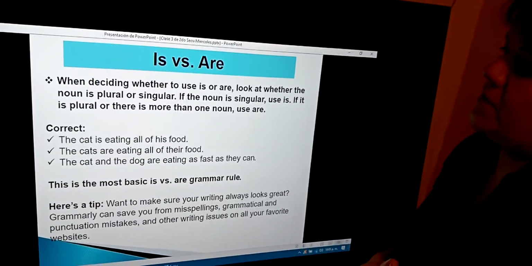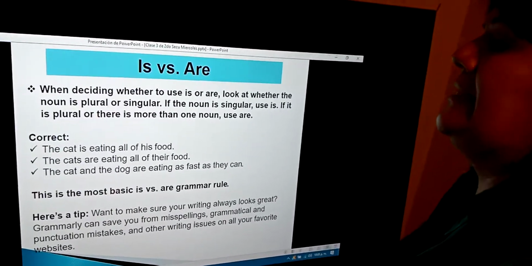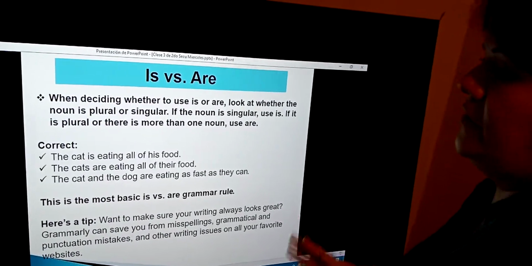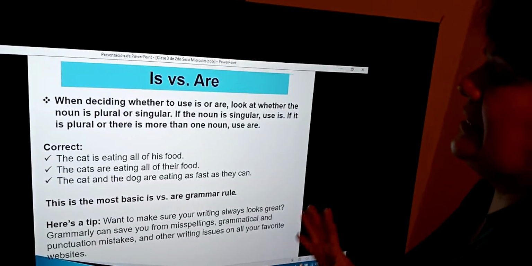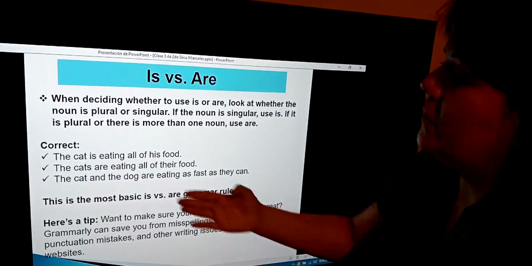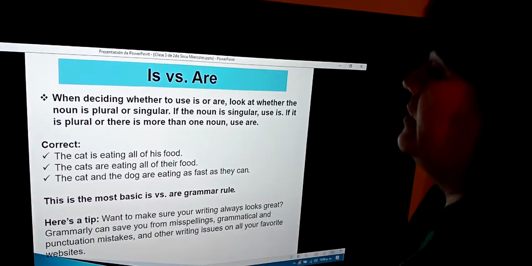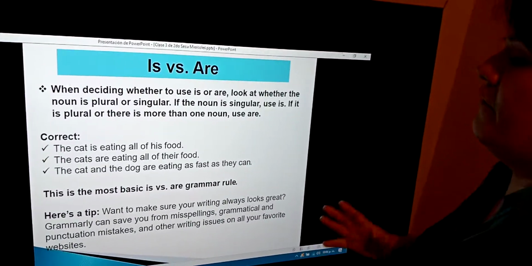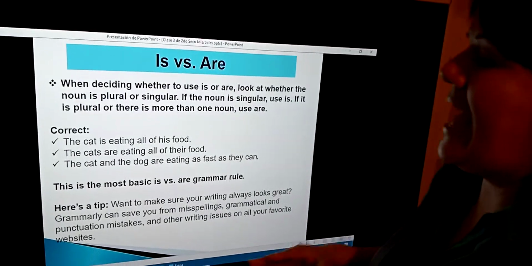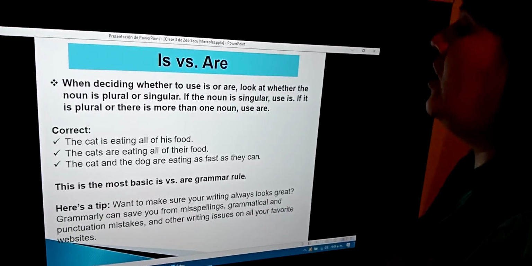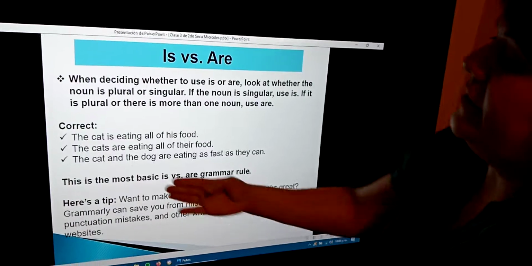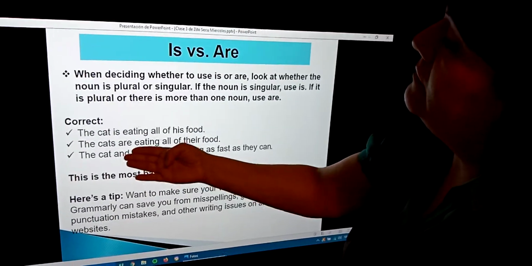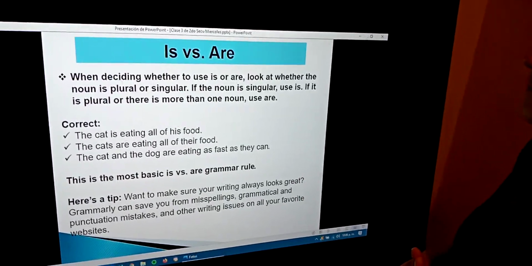Let's see the correct examples. Example: the cat is eating all of his food. See, the cat is eating all of his food. Right here is singular. Next, the cats are eating all of their food. See, the cats are eating all their food. Right here, the second example, are is plural.